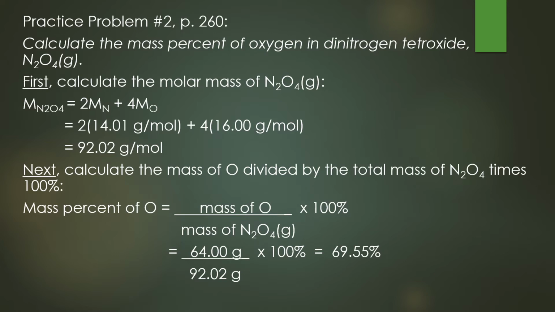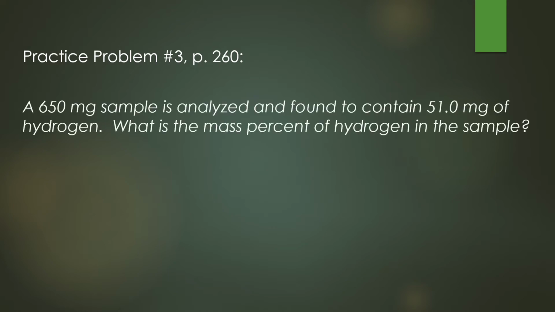We'll look at another problem, and this is actually even a bit simpler. These ones have involved calculating the molar mass given your chemical formula. But if you're just given the mass, it is very straightforward. And your example is practice problem number 3 on page 260, which states a 650 milligram sample is analyzed and found to contain 51.0 milligrams of hydrogen. What is the mass percent of hydrogen in the sample? Again, pause the video, see if you can calculate this on your own, and then check with my work.